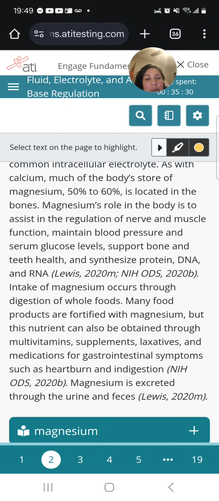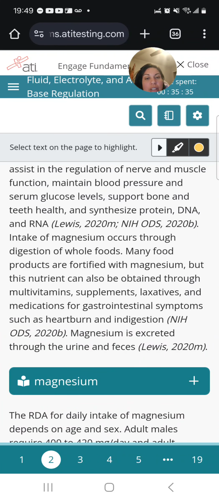The intake of magnesium occurs through the digestion of whole foods. Many foods are fortified with magnesium.